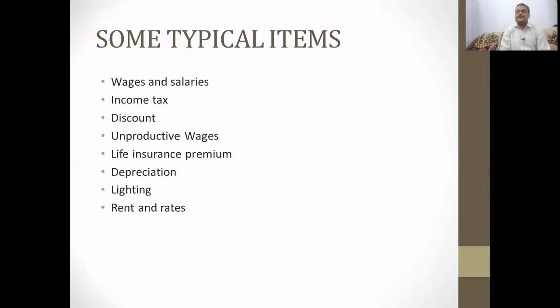And there is a business entity concept in our accounting. The entity of the business and the entity of the owner are two separate things. The asset of the business is not related to the owner, and the asset of the owner is not related to the business. Both are two different entities, two different persons. So the life insurance premium is paid to the life insurance company by the owner for himself, not for the business. So it will not show in the profit and loss account.